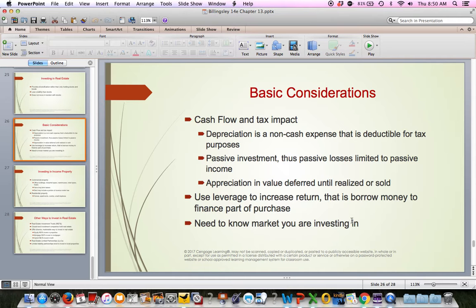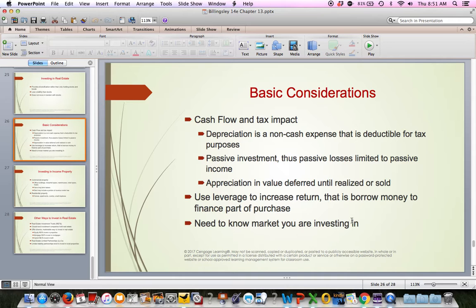So the nice thing about real estate, typically real estate goes up in value over time. That's generally what you're looking for. So just keeping that in mind, I'm going to buy real estate with the goal of it going up in value. And I don't have to pay any tax until I sell it. So I realize the cash, then I pay the tax.